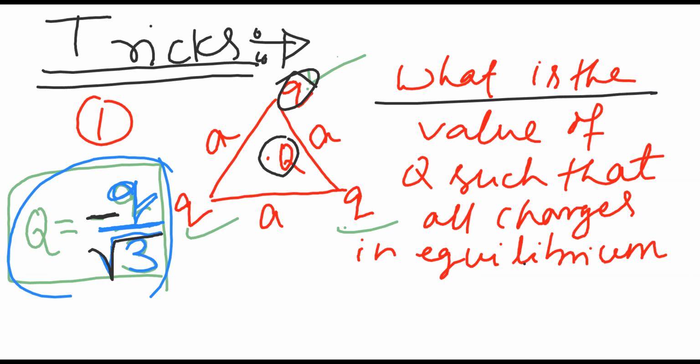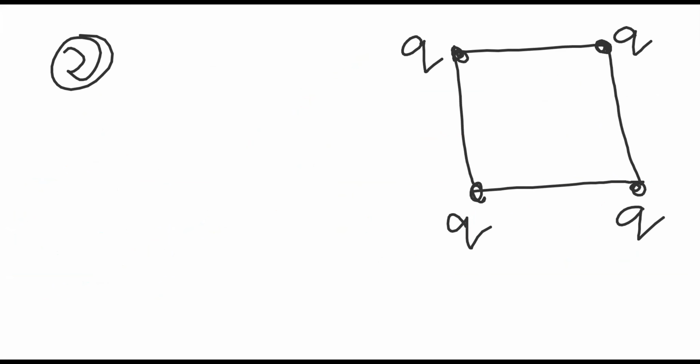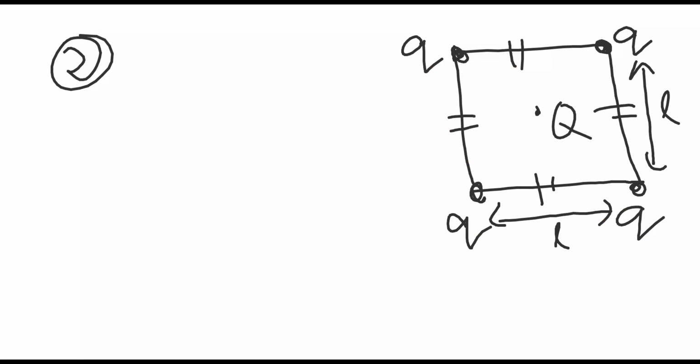So what is the condition? Such that the whole system is in equilibrium. Now number 2. If a square is there, and here all charges are there, q, q, q, q, and all sides are equal. Suppose here it is L, here it is L. Now here Q is there.